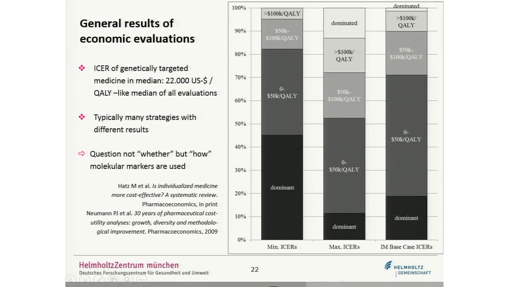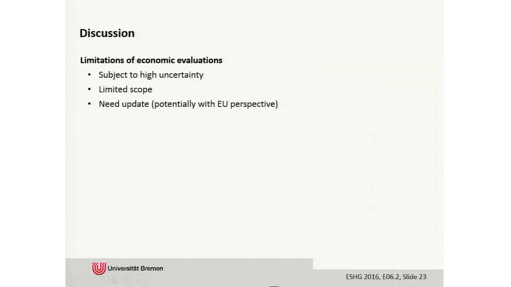So basically, when we talk about the cost effectiveness of genetic testing, it's not the question of whether you use genetic markers, but much more how and where in the care process they are used. Of course, there are many limitations also to this study. It's subject to high uncertainty. There's limited scope. There's a need for update.